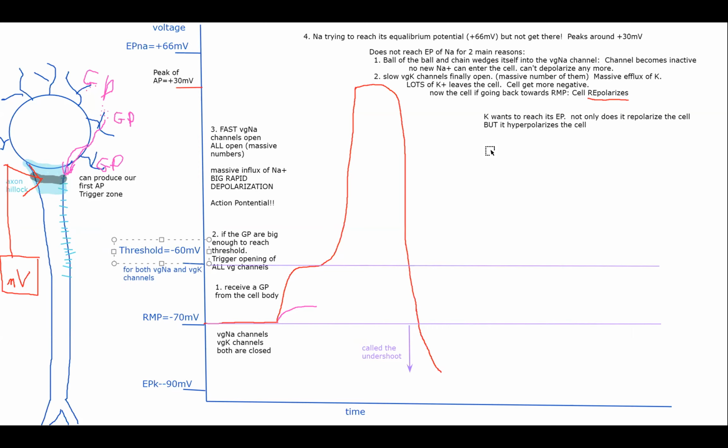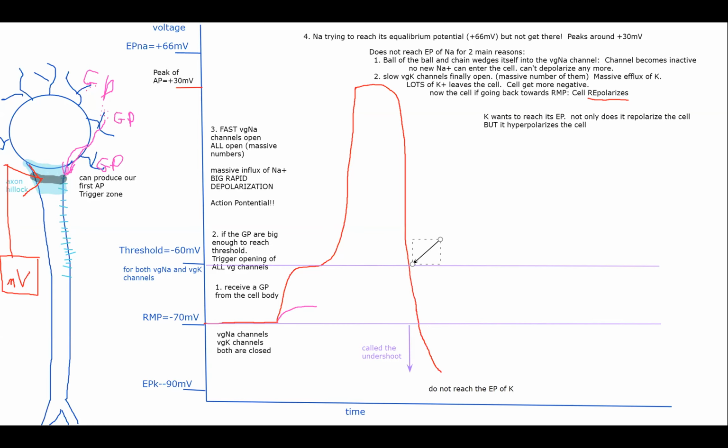We've undershot. Now, I'll give you a hint. We don't reach threshold. We don't reach the equilibrium potential of potassium either. So we do not reach the equilibrium potential of potassium. But we haven't necessarily explained why. And the reason why actually takes place right here.